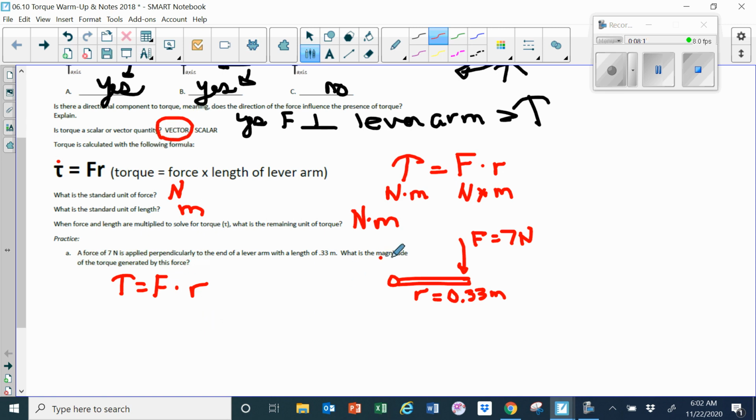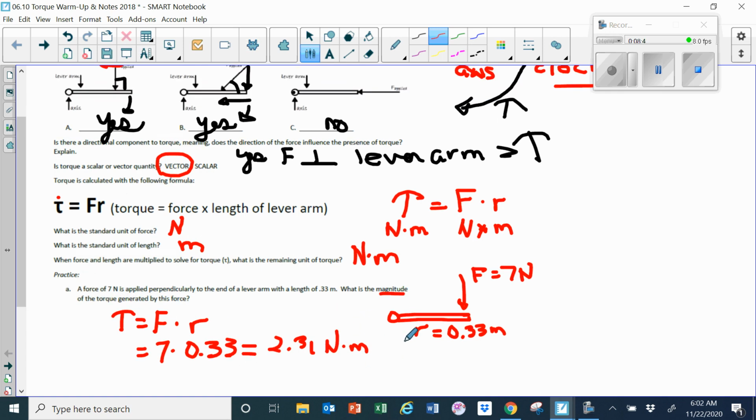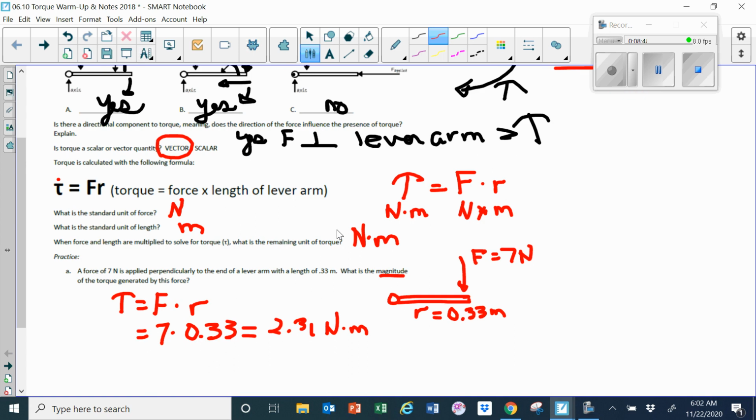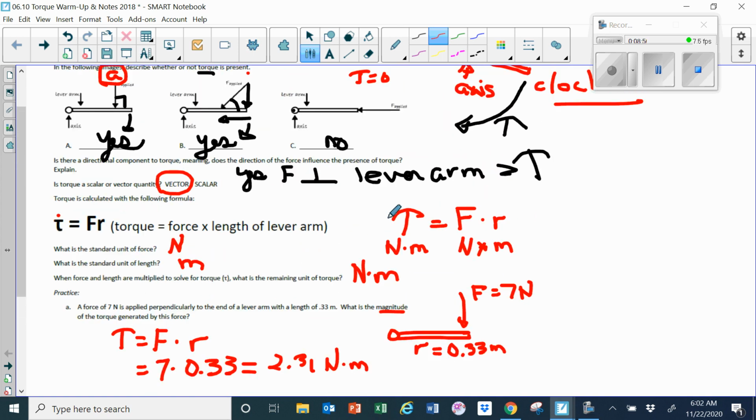Notice we're asking for the magnitude here, so there's no direction to this. At this point, we're not going to worry about that. So we have 7 times 0.33, and if you multiply those out, you get 2.31 newton meters. I think you know what I've done here, and this is fairly straightforward. Practice the rest of the problems on the page, and you should be in good shape.